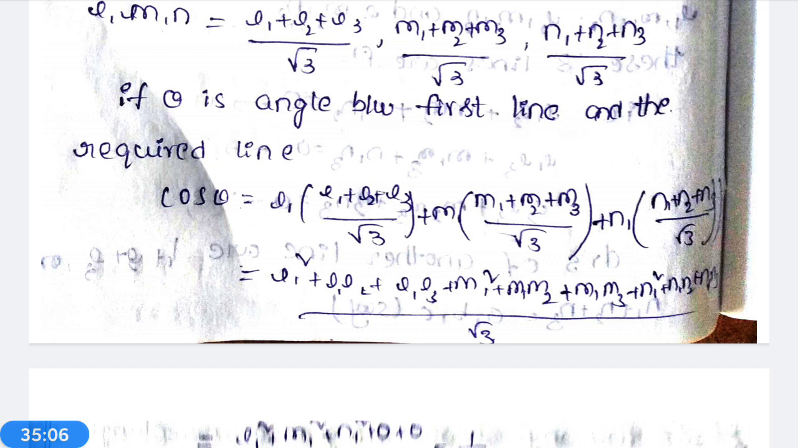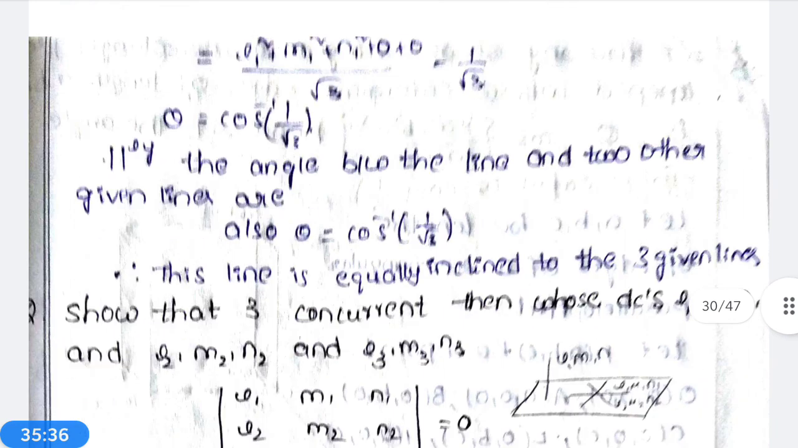Similarly, the angle between the line and the two other given lines is also cos inverse 1 by root 3. Therefore, for the first line theta is cos inverse 1 by root 3, for the second line also cos inverse 1 by root 3. Therefore, the line is equally inclined to the three given lines.